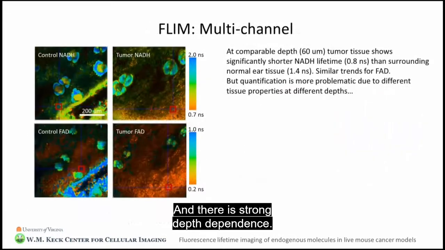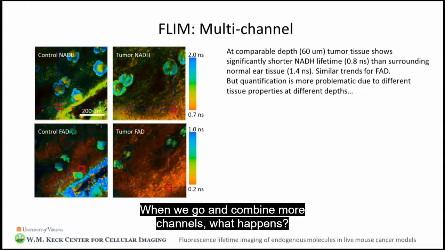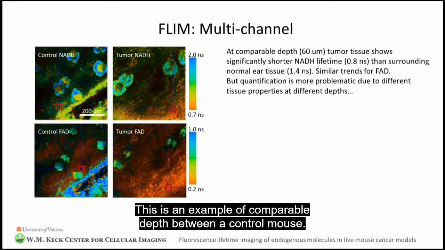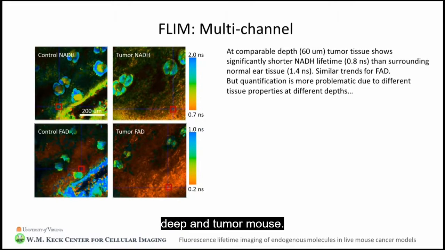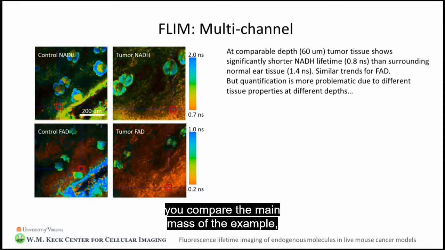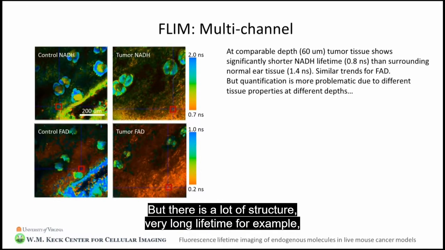So when we go and combine more channels, what happens? This is an example of more or less comparable depth between a control mouse, this is a lifetime image of NADH and FAD at about 60 microns deep, and tumor mouse. We can see that in some places, like when you compare the main mass of the example, the lifetimes are shorter in the tumor case, but there is a lot of structure, very long lifetime, for example, from the sebaceous glands and other things.